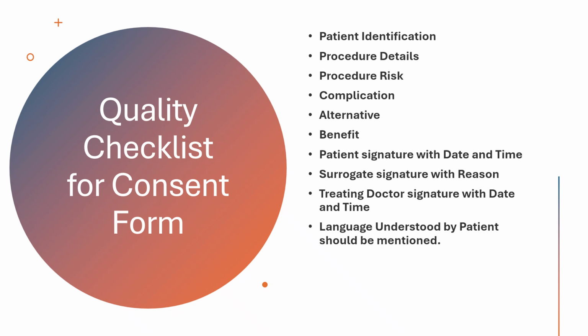Patient signature should be there with date and time. Surrogate signature: if the surrogate has signed, the patient is not competent, then the reason should be written why the patient is not able to sign, why the surrogate is signing. So space should also be there to write the reason and to sign as surrogate.